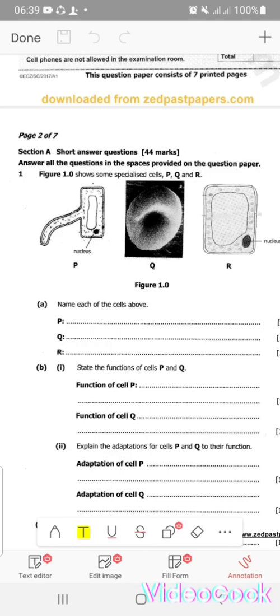So I need to be writing short answers here. Answer all questions in the space provided on the question paper. The answers are supposed to be put here in this case.